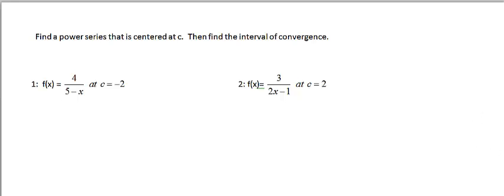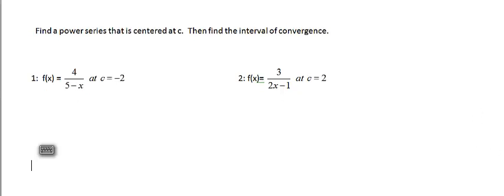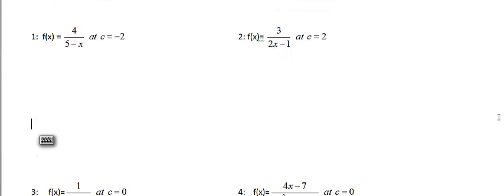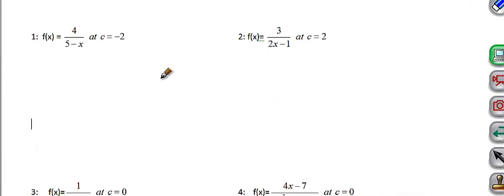So we want to find a power series centered at c, then find the interval of convergence. Okay, so for these, the interval of convergence is a little bit easier. Now, the first thing you want to have is, remember, we want this to be in the form of a over 1 minus r. So our r is going to have some sort of x in there, and we want it to be centered at negative 2. So the first thing I would do is write this as 5 minus, and then we want it to be x plus 2, because that would be centered at negative 2.